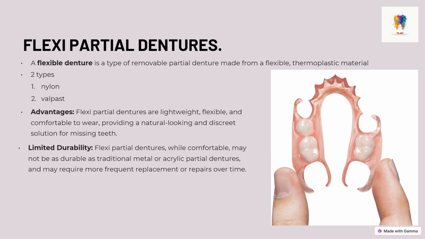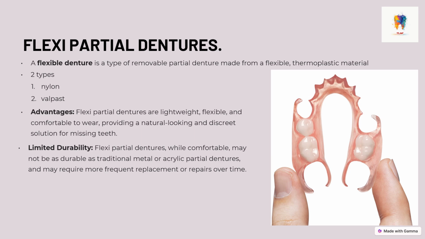So these are the type of removable partial dentures made from flexible thermoplastic material. It is of two types, nylon and Valplast. These are two types of material from which you can make a flexible partial denture. The advantages of flexible partial dentures are that they are lightweight, flexible and comfortable to wear, providing a natural looking and discreet solution for missing teeth.